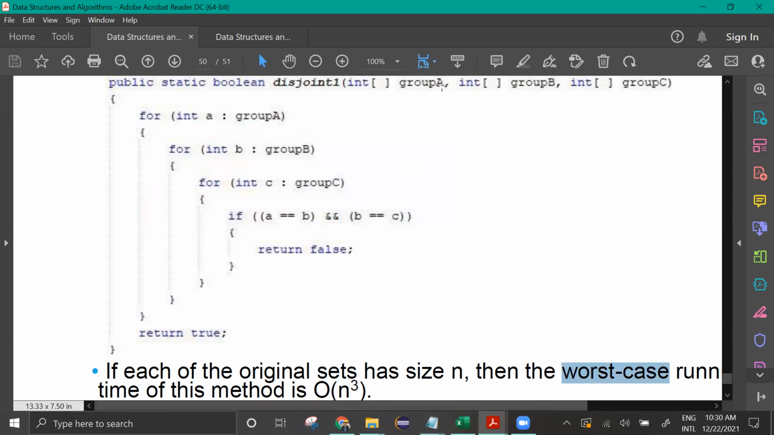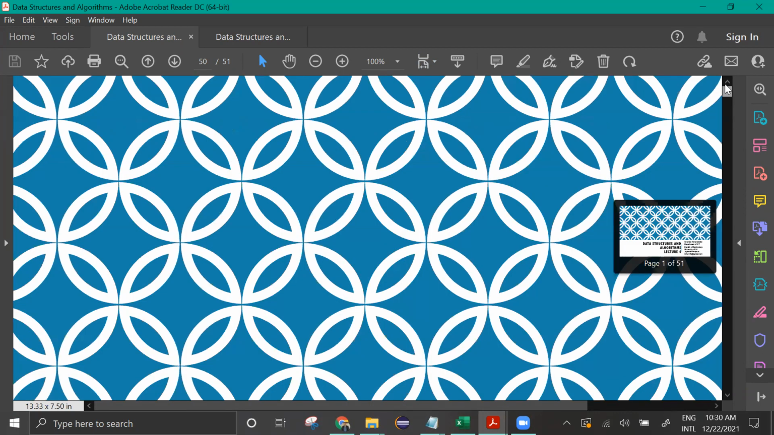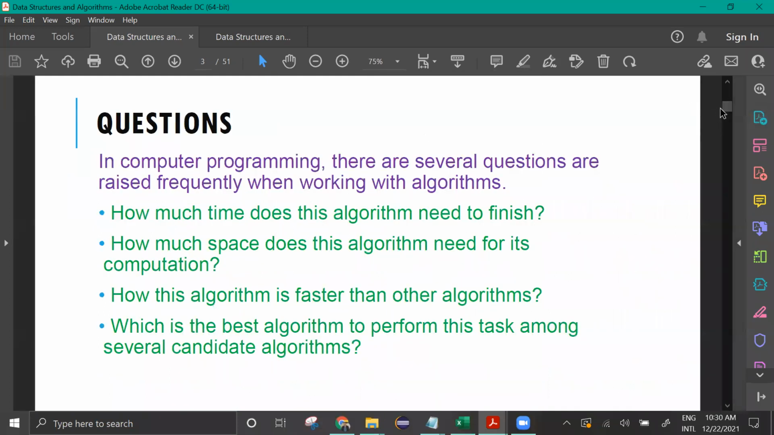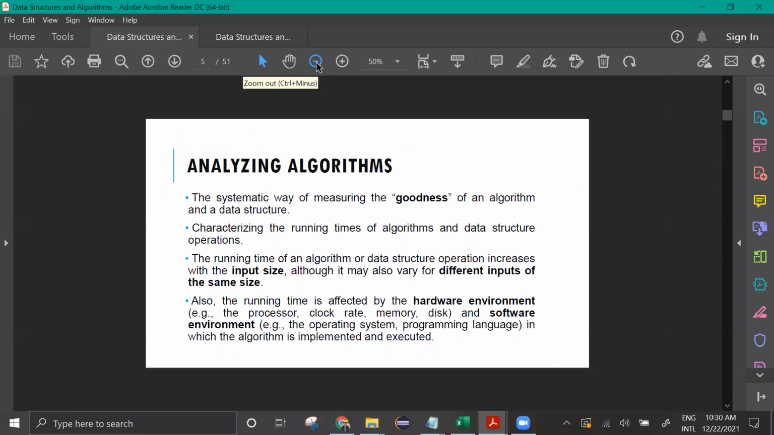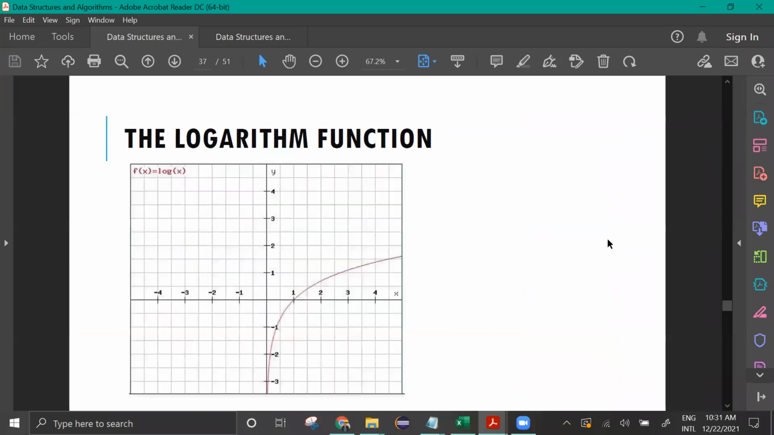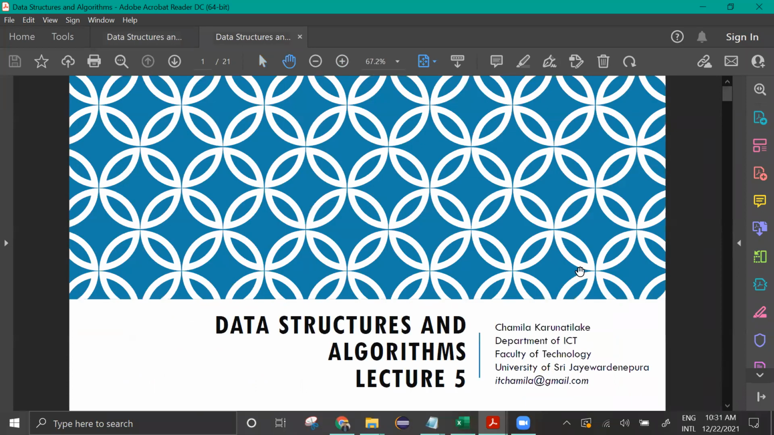Okay, so mainly that's all in this complexity analysis slides, right? And then, I have uploaded the next set of slides, right? Lecture 5 slide set.